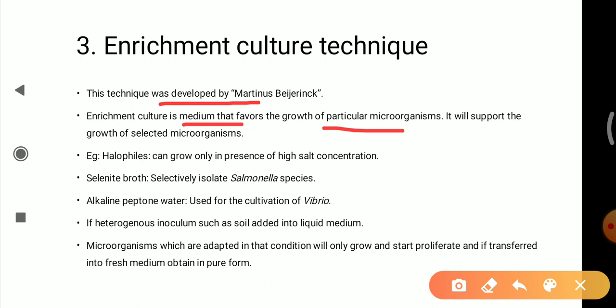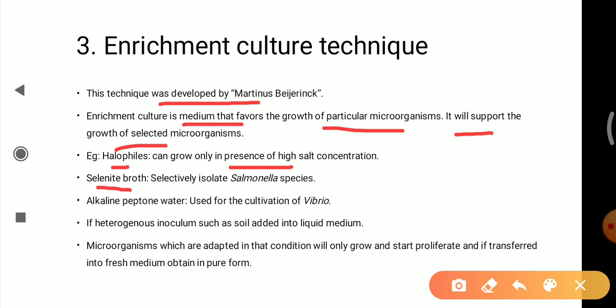Enrichment means we use a kind of medium that favors the growth of microorganisms. It will support the growth of selected microorganisms. For example, if you want to isolate halophiles that can only grow in the presence of high salt concentration, media containing high salt concentration will favor the growth of halophiles and we can get the halophile organisms.